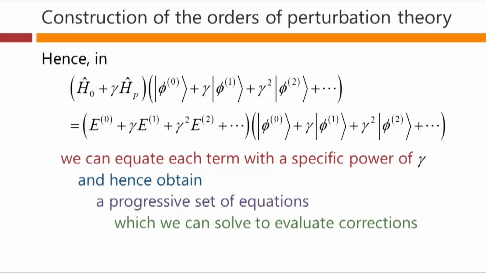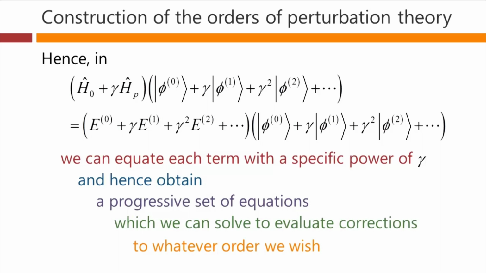So we're going to look for equations equating gamma to the power 0 on the left with gamma to the power 0 on the right, gamma to the power 1 on the left with gamma to the power 1 on the right, and so on. And we can do this to whatever order we wish. We can keep on going, terms in gamma cubed, gamma to the 4th, and so on.